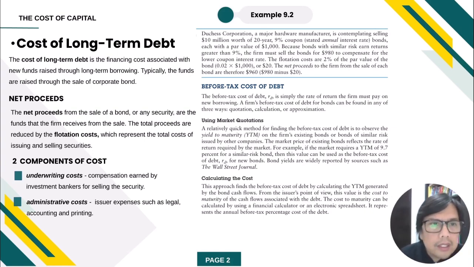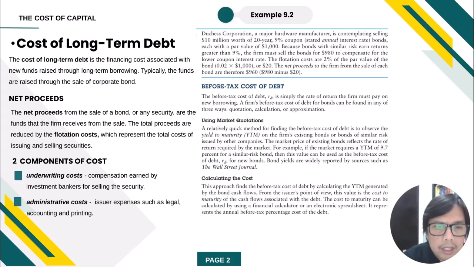The net proceeds from the sale of a bond or any security are the funds that a firm receives from the sale. The total proceeds are reduced by the flotation costs, which represent the total cost of issuing and selling securities. There are two components of cost. One, underwriting cost, the compensation earned by the investment bankers for selling the security. Second, the administrative costs, issuer expenses such as legal, accounting, and printing.